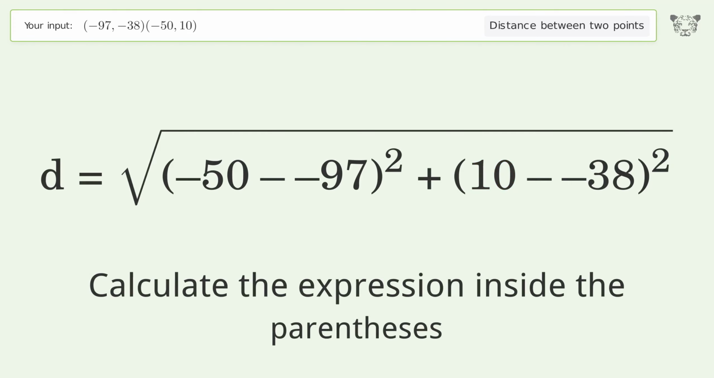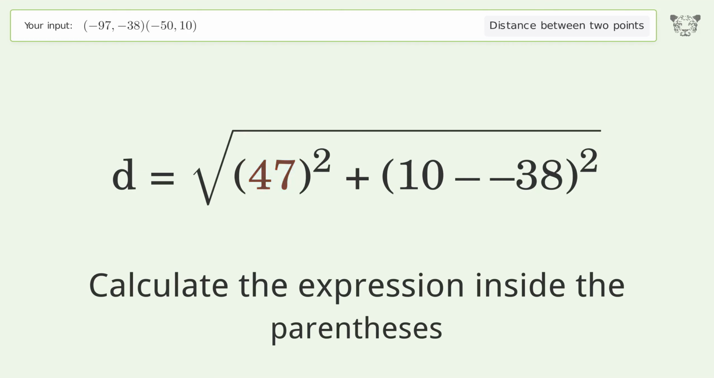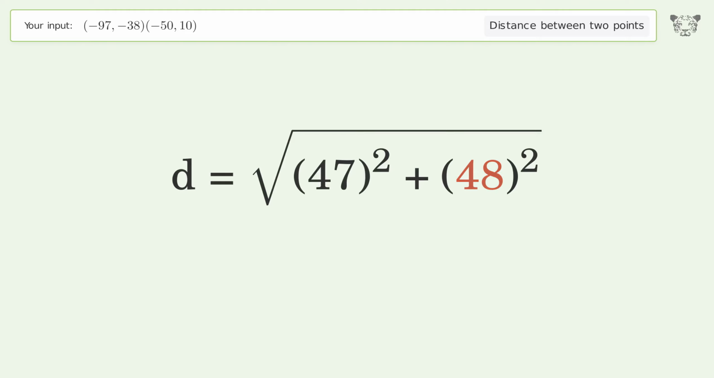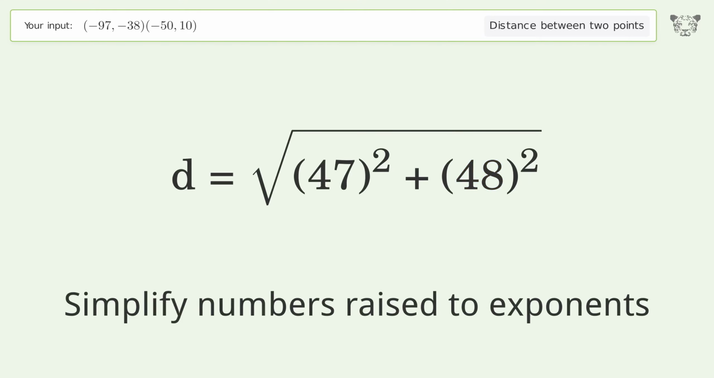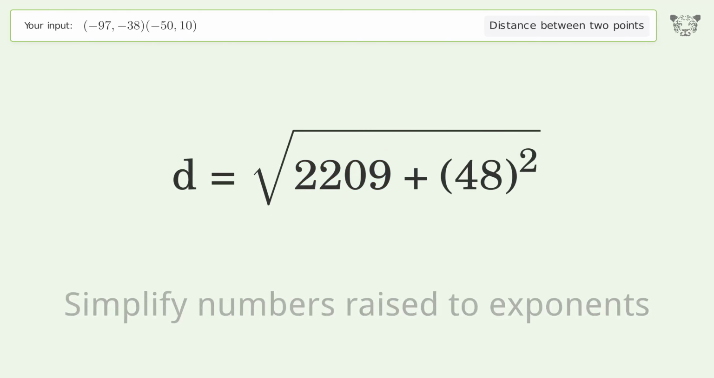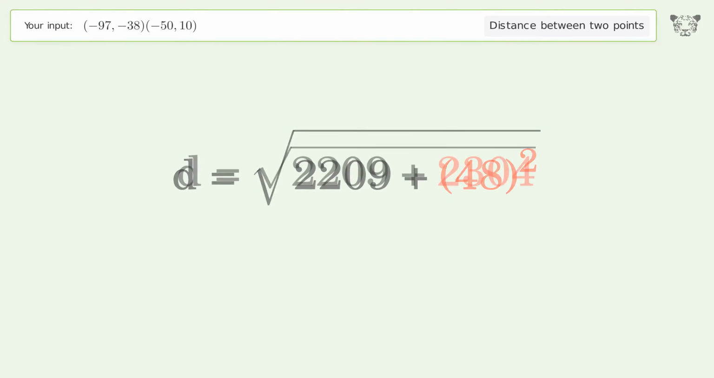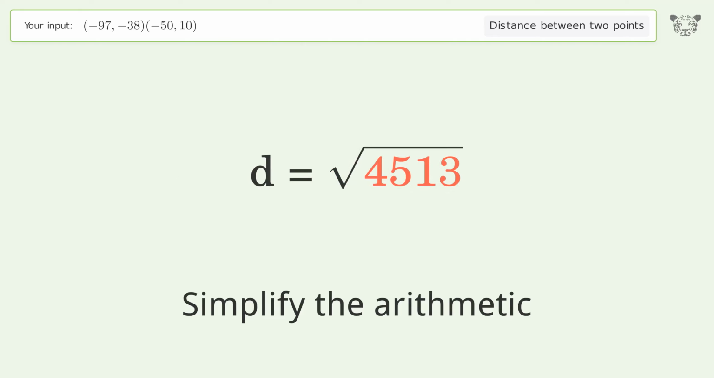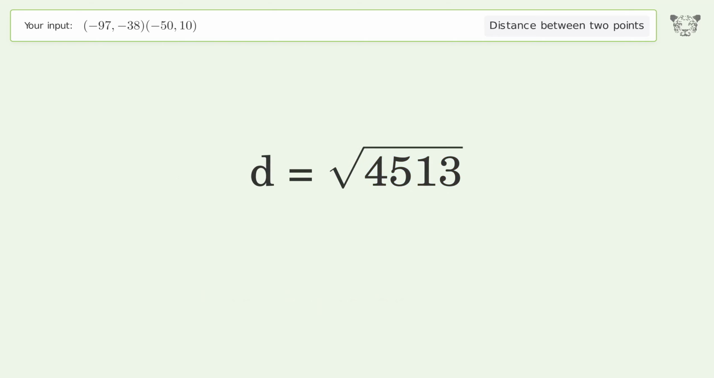Calculate the expression inside the parentheses. Simplify numbers raised to exponents. Simplify the arithmetic. And so the distance between the 2 points is the square root of 4,513, or 67.179.